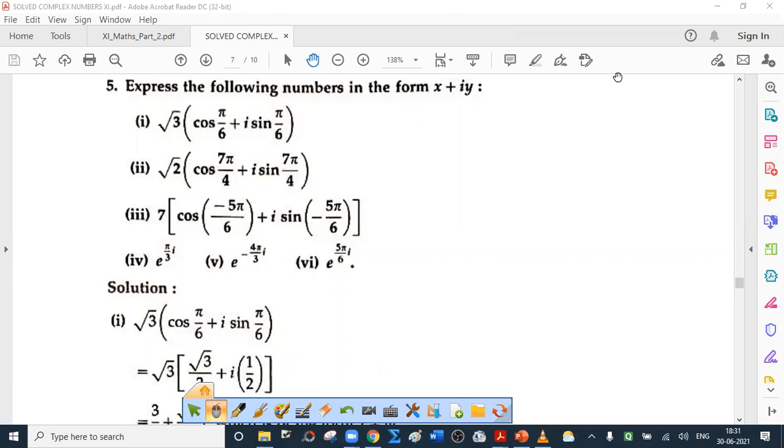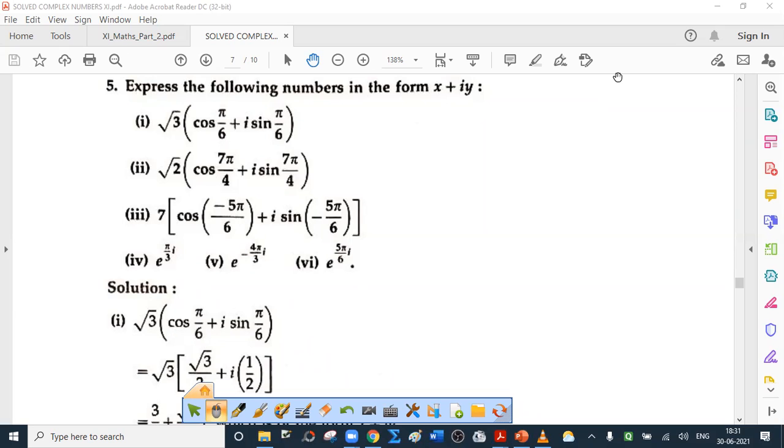In question 4, we were given complex numbers and we were asked to express them in polar form. Now the complex numbers are given in polar form in question number 5 and we are asked to express them in which form? x plus iy. In fact there are 6 sums, so the first 3 we will discuss in this fashion.